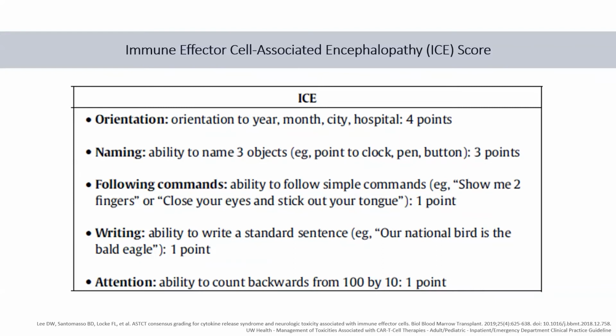And at UW, nursing will assess ICE scores every 8 hours for inpatient CAR-Ts, and then providers are notified if the score is less than 10. I'll just put out a word of caution. If you do see an ICE score of less than 10, just do a little bit of digging to see where the score was dropped. For example, if the patient is asked to write a sentence at 3 a.m., it's likely not encephalopathy, but could just be their ability to write sentences at 3 a.m. like most of us. So just do some digging to figure out why their ICE score is not 10.